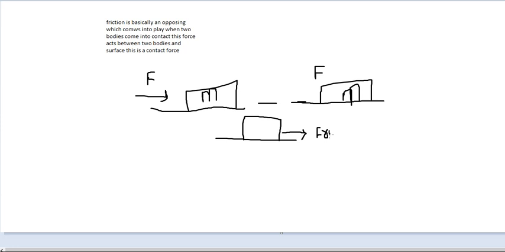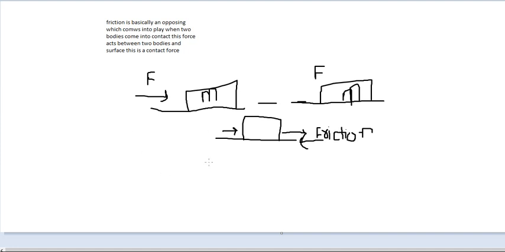It always acts in the opposite direction of the force, and it always opposes the relative motion, right? Relative motion means motion between two surfaces, with one surface taken as the frame of reference for the other. If we apply a force in this direction, the friction acts in the opposite direction, which tries to oppose the motion. There are two points from which friction can arise.